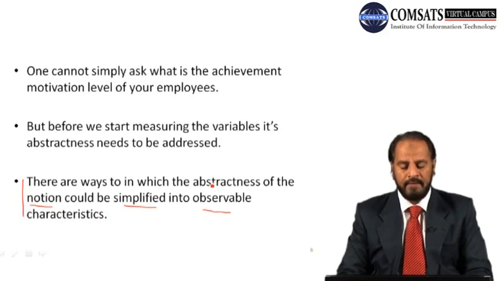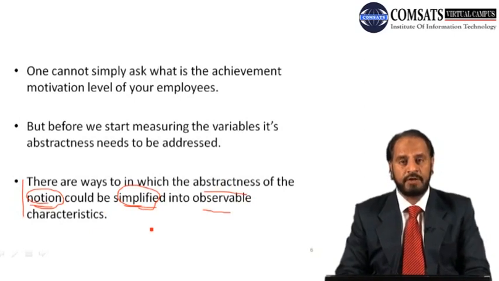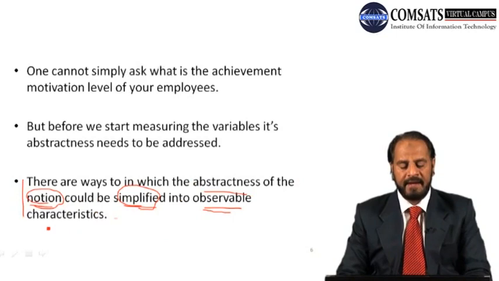What we need to do is the abstractness of the notion, the feelings, need to be simplified. So we need to say, when we say it's motivation, what do we mean by motivation? Since it is a very abstract notion, abstract feeling, we want to simplify it in a way that we can observe it. So it's a feeling, of course, but we need to simplify it into observable characteristics. We need to see that if you say there is motivation, what is the observable characteristic of it?